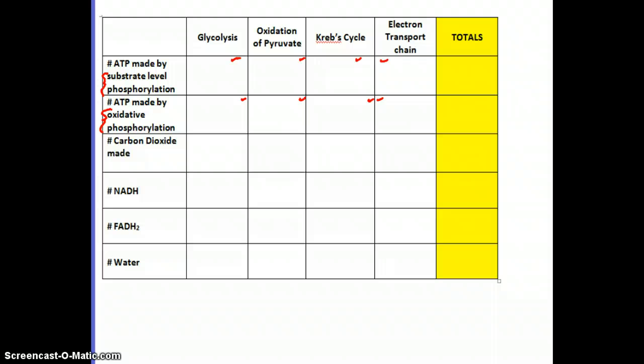So let's go back to this chart. All right, so it turns out that glycolysis makes a net of 2 ATP, and it makes them by substrate level phosphorylation. Oxidation of pyruvate doesn't make any ATP. And the Krebs cycle is going to make an additional 2 ATP. So our total ATP made by substrate level phosphorylation is going to be 4.